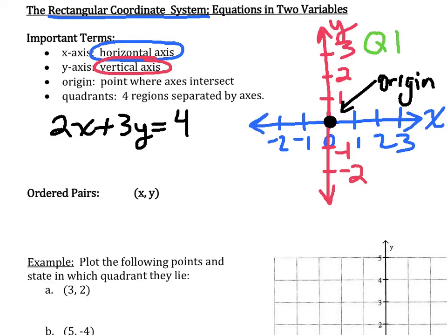And we go counterclockwise to name our other quadrants. For instance, this will be considered quadrant 2, this will be considered quadrant 3, and this would be considered quadrant 4. All right, and so those are my 4 quadrants. Those are the regions that our axes separate. All right, and this makes up the rectangular coordinate system.